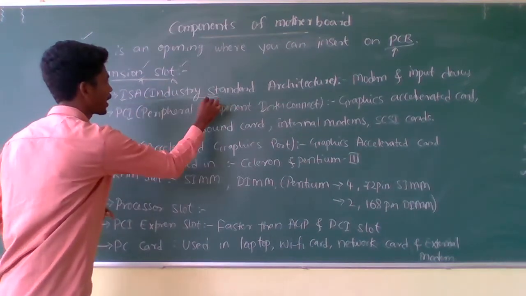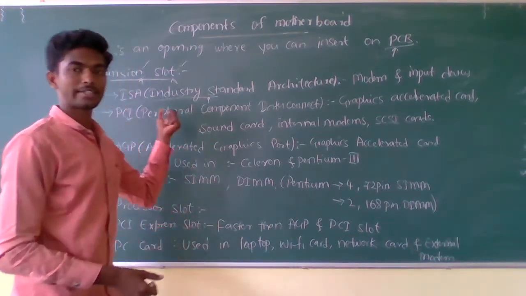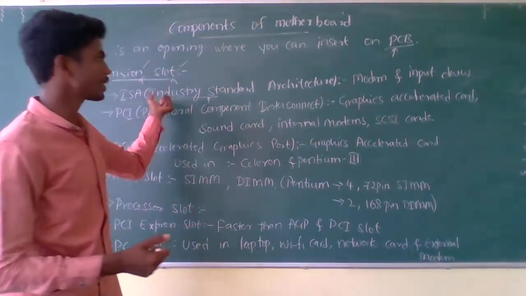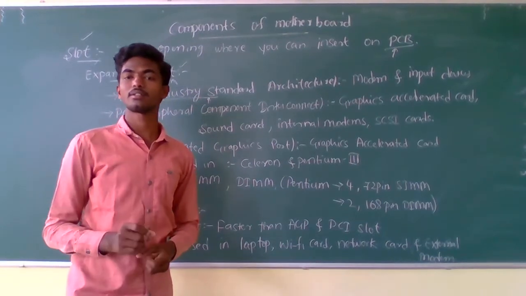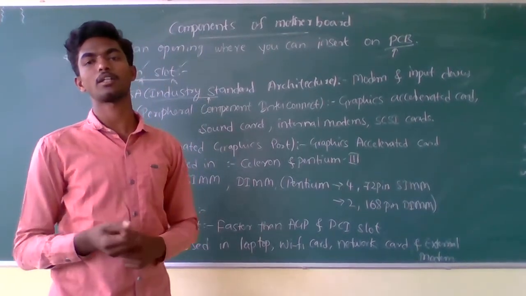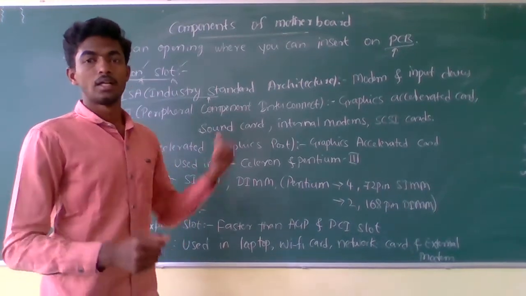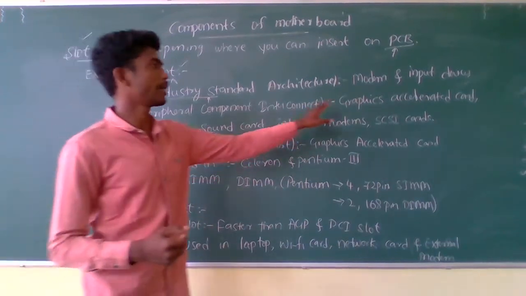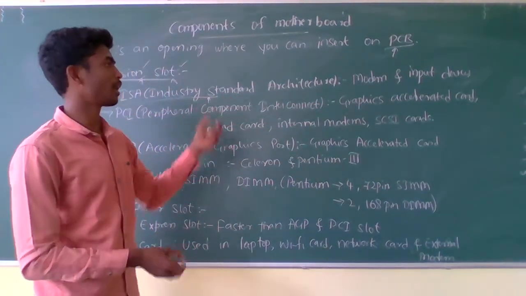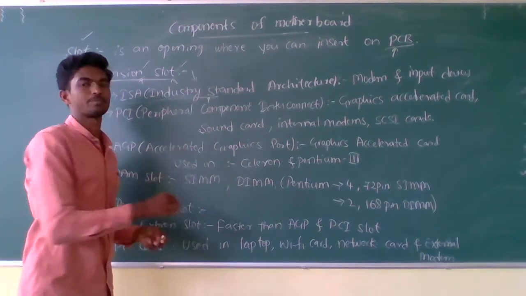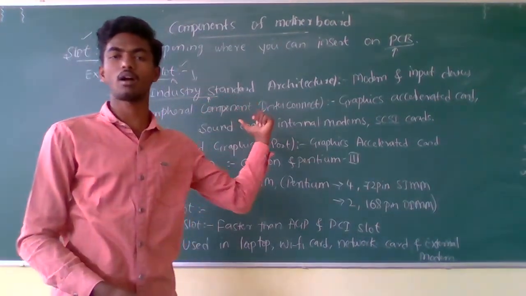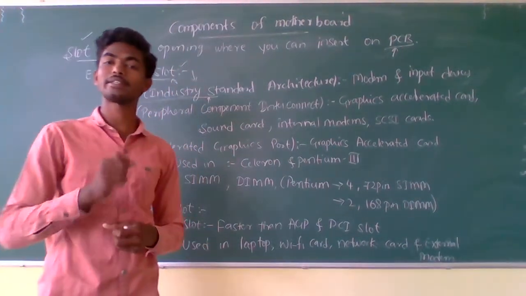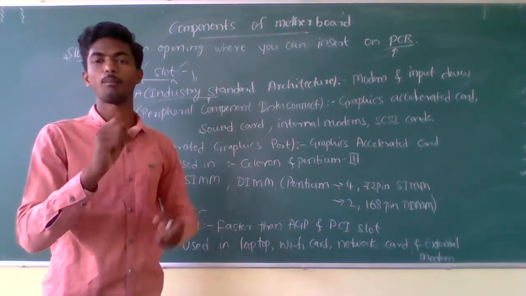ISA is one type of expansion slot. ISA is abbreviated as Industry Standard Architecture. It is situated on a PCB or motherboard. This ISA slot is used to connect modems and input devices. This is according to the old systems, where all these slots are available. At the end, I will explain that also.